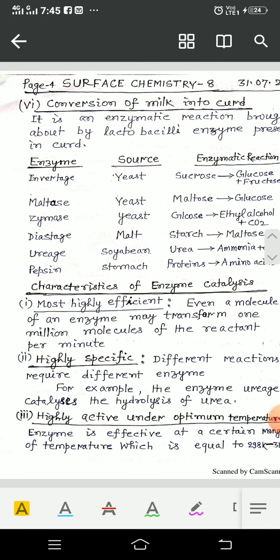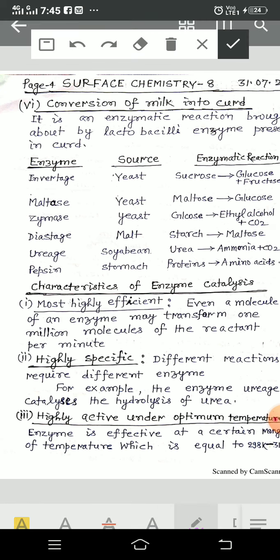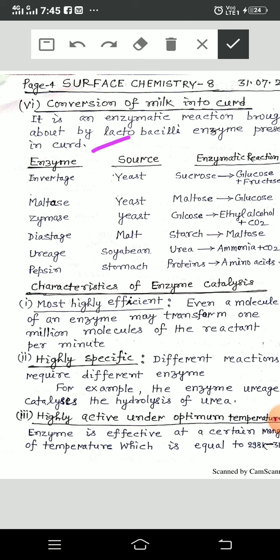Conversion of milk into curd. Here it is an enzymatic reaction brought about by lactobacillus enzyme present in curd. So these are the examples. Now these are the examples of different enzymes, and it is the source, and here is the enzymatic reaction. Now characteristics of enzyme catalysis, means what are the characteristics of enzyme catalyst?